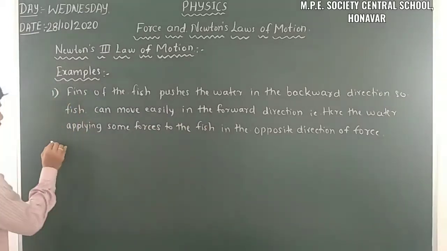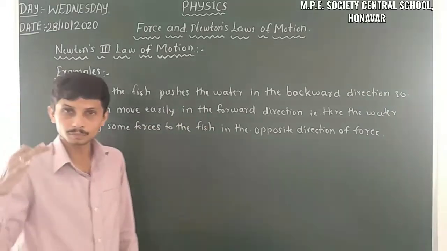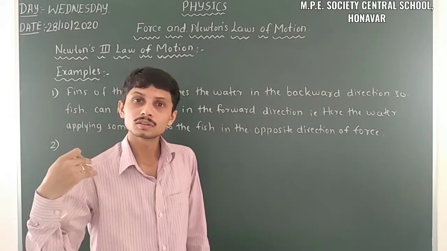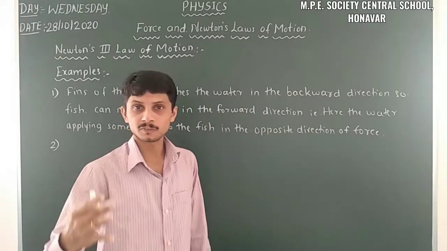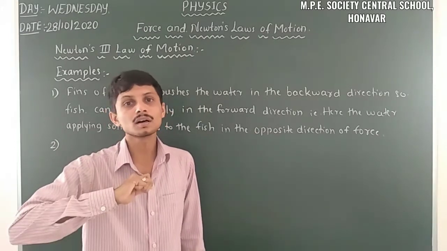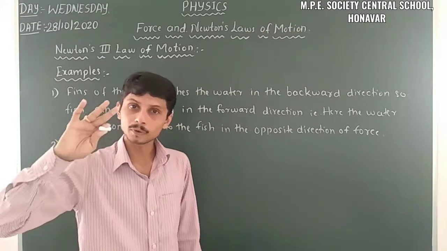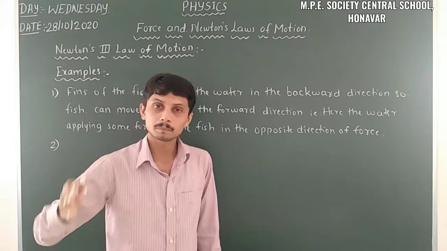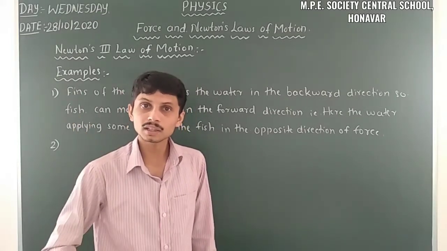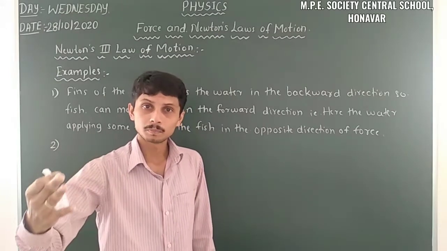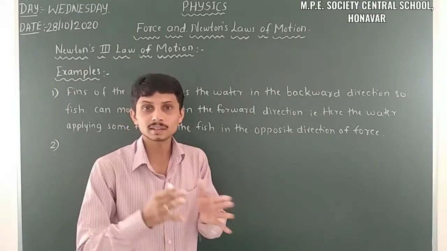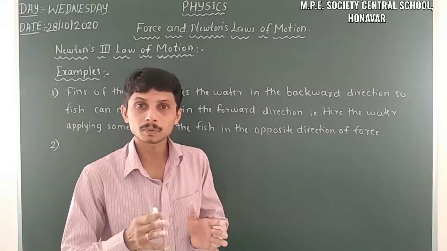Second, we can take the example of the wings of the birds. The wings of the bird push the air in the downward direction, so the bird can easily fly. That means the surrounding air pushes the bird in the upward direction. So here action and reaction take place. Both the action and reaction are equal in magnitude and opposite in direction.